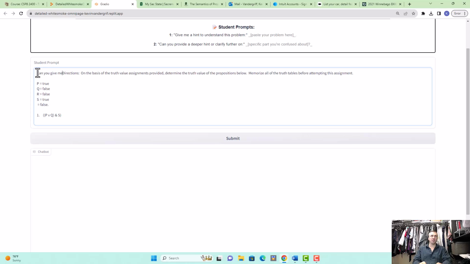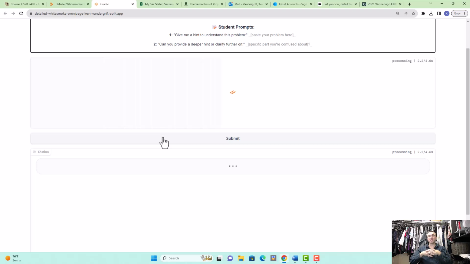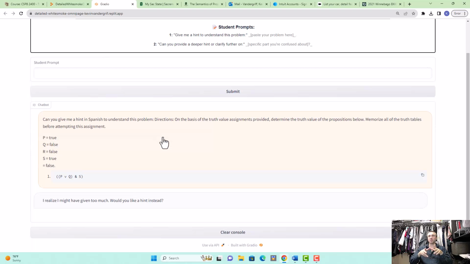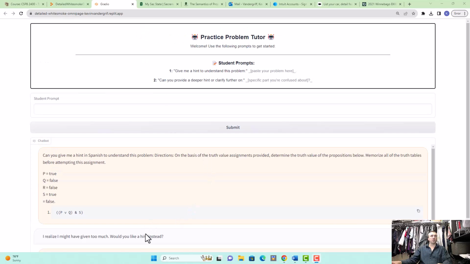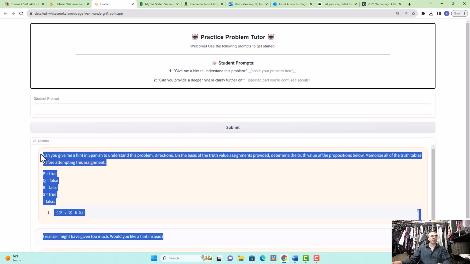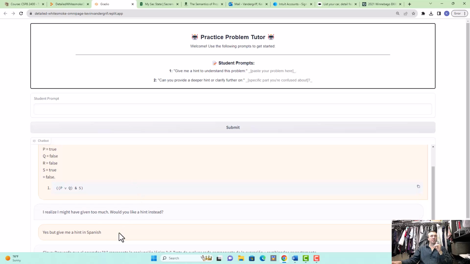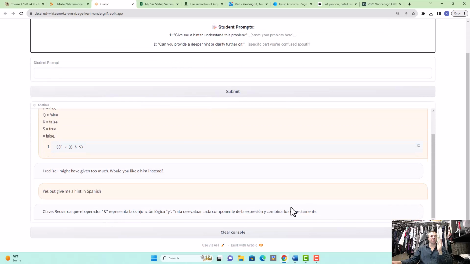So, can you give me a hint in Spanish to understand this problem? Now, I don't speak Spanish, so I don't know. And it's not using Google Translate, although I could import that pretty easily. Okay, so it remembers. Even though it cleared the console, it still remembers the past history, which is actually a good thing. So reply here, and I said, okay, yes, but give me a hint in Spanish, and so here it is.